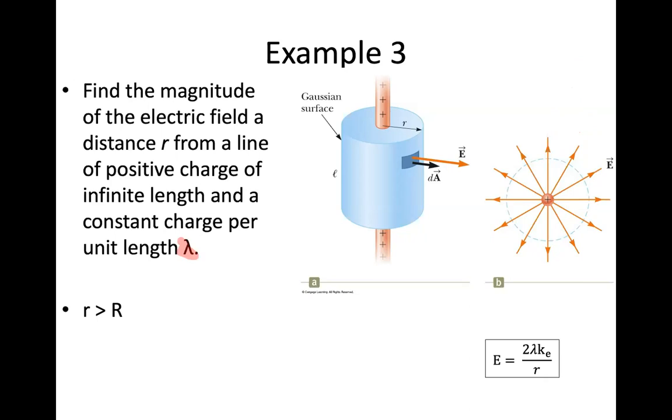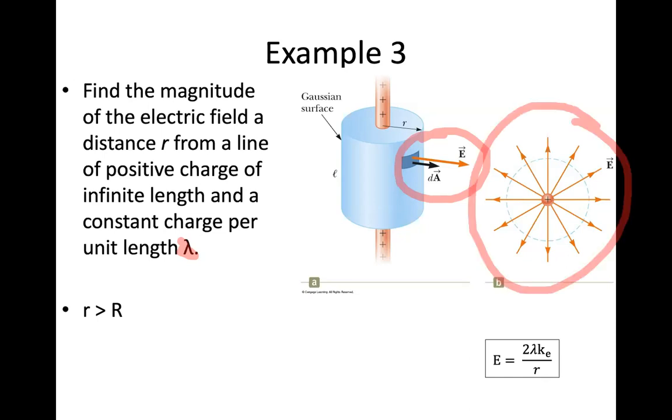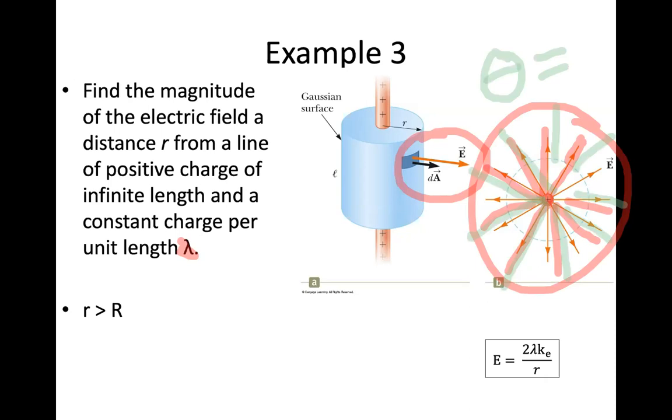Okay, so let's draw this. We choose our Gaussian carefully. We have all our E's and dA's lining up. You can see it better over here. All your E's are radially outward, but also all your dA's are radially outward. So they all line up perfectly. All the way around, your theta is equal to 0.